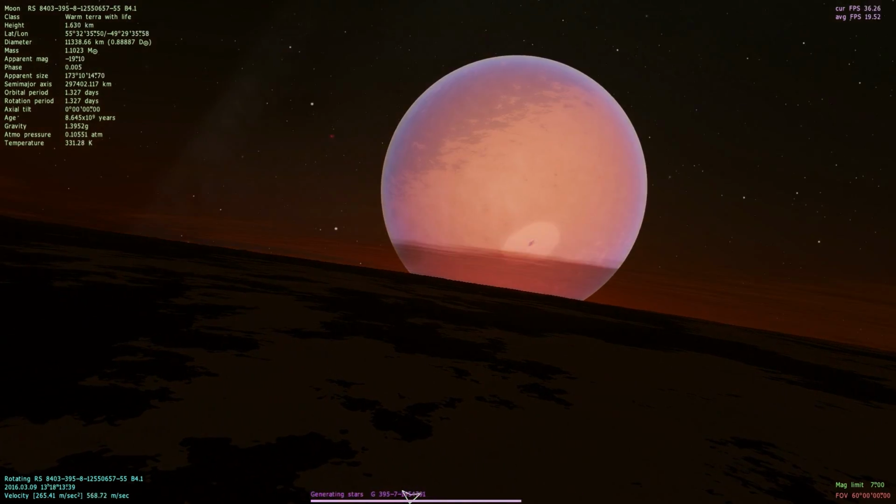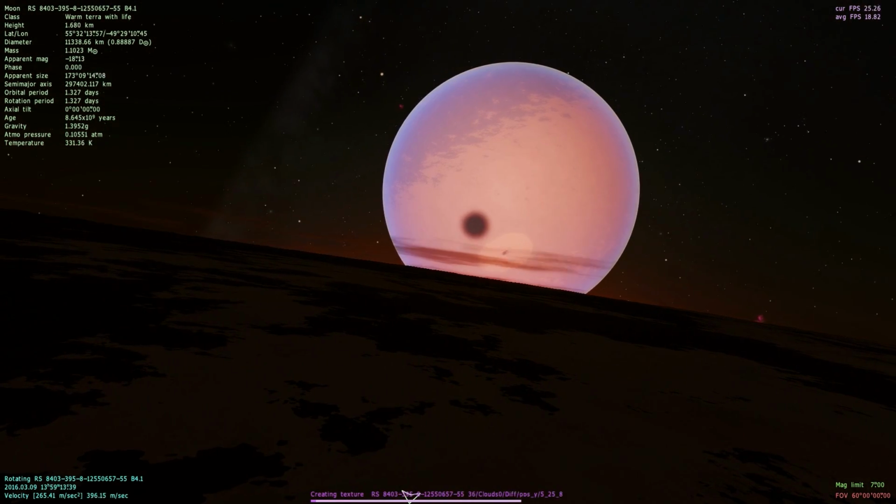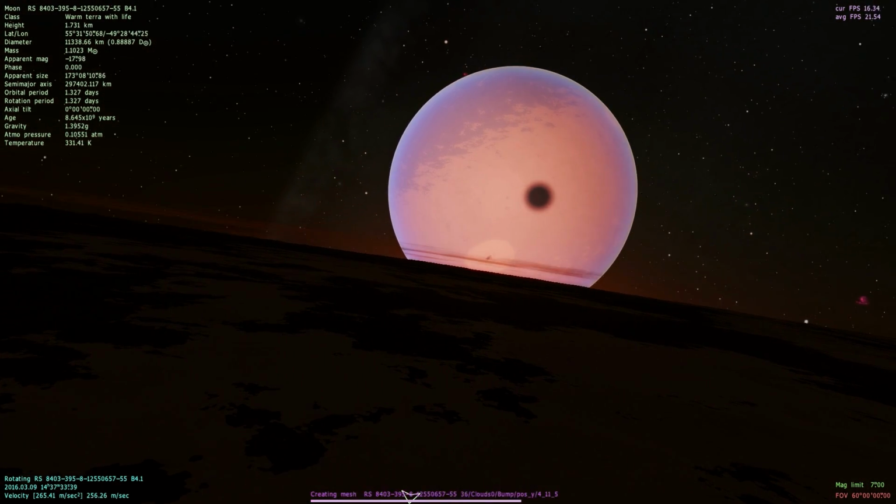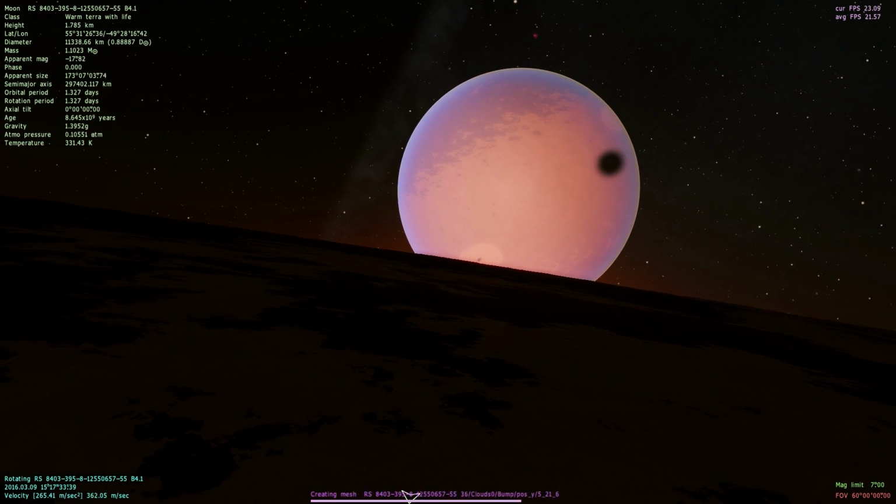Hopefully we'll get that new patch out so we can have some single systems and hopefully get some more interesting planets with life.